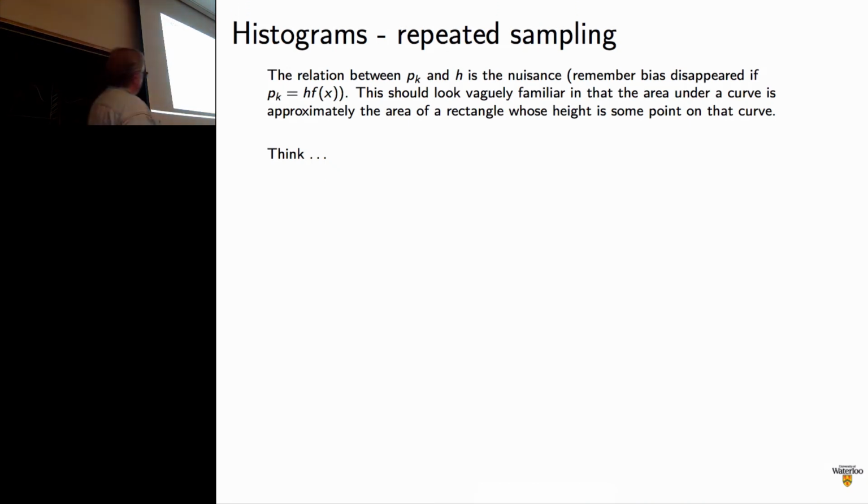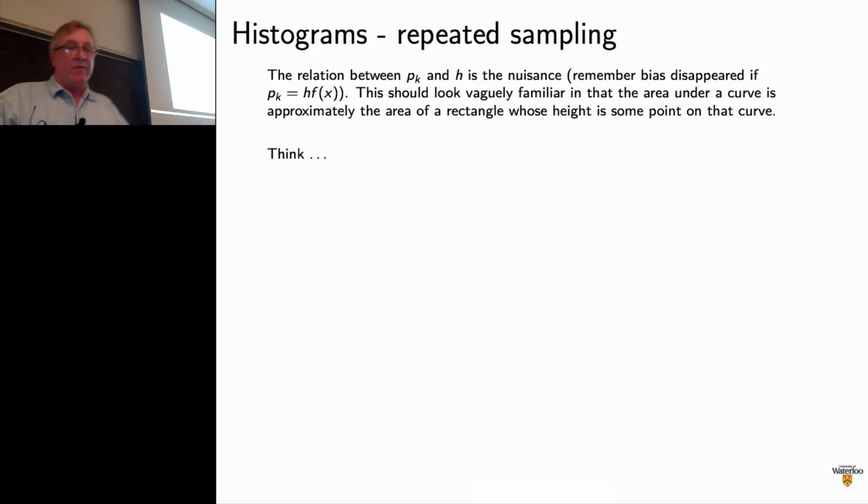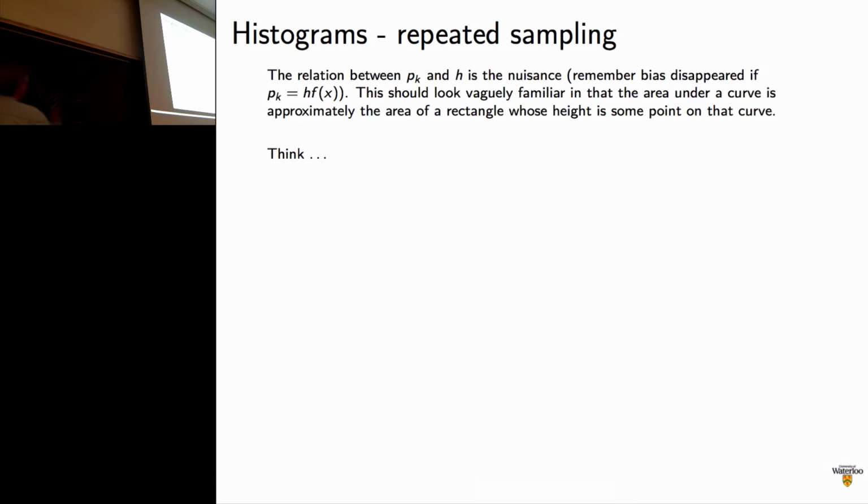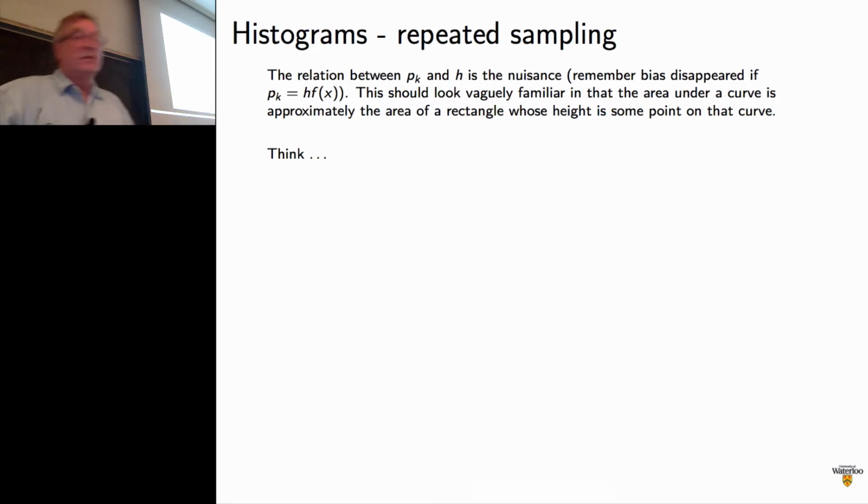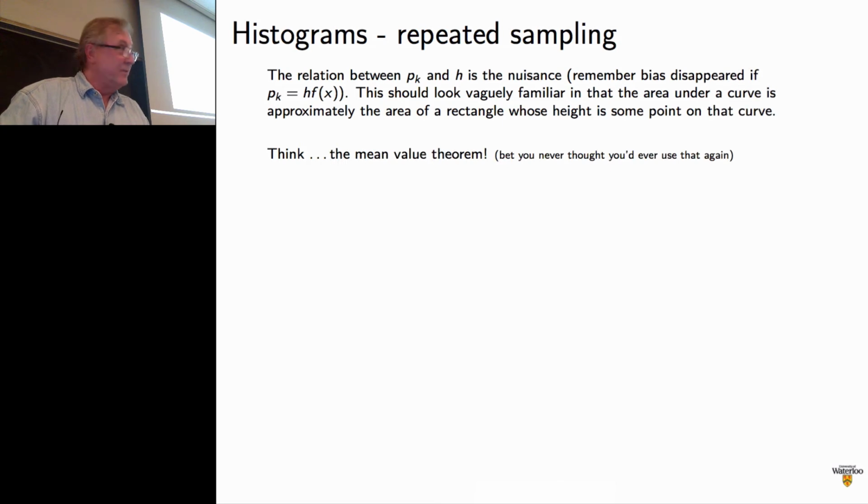And the real nuisance is this relationship between K and pk and h. And remember that the bias disappeared if pk was h times f of x. So that should look vaguely familiar, right? There's a rectangle there that I'd like to have as the same area. Do you recall some theorem from first year? The mean value theorem, which you thought you'd never see again in your life.